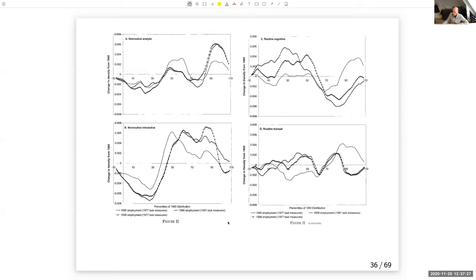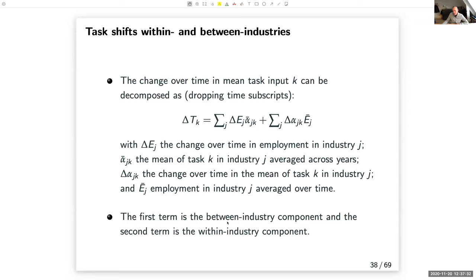So one important exercise is to see whether these task shifts, so the means that you saw increasing for non-routine and falling for routine, happen mainly within or between industries. And I think it's interesting for two reasons. One, if you believe that technology affects task demands and relative factor demands, then you would expect to see also evidence for it within industries.